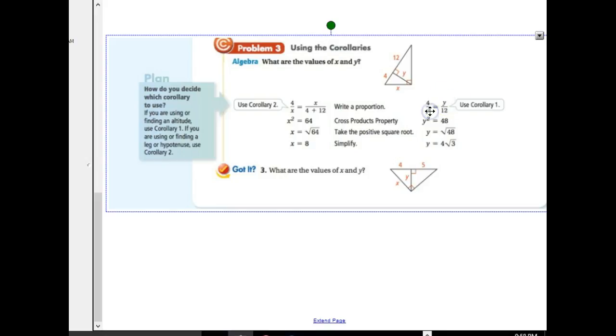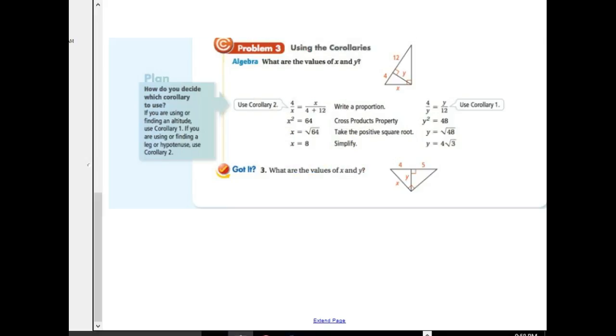Again, if we cross multiply, y times y is y squared, 4 times 12 is 48. To take the square root of that, y equals square root of 48, and then remember that you're looking for the largest perfect square value that will go into that, which breaks down into 16 times 3. The square root of 16 is where they're getting the 4, and of course the 3 is not a perfect square number, so it stays under the radical. That's where the 4 square root of 3 comes in.